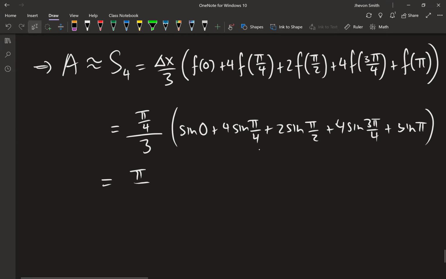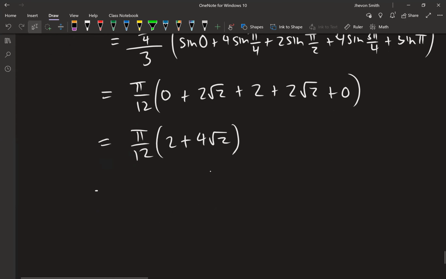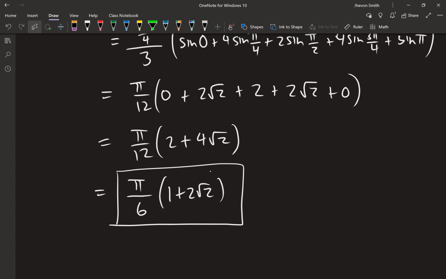So this would be pi over 12 times 0 plus 2 rad 2 plus 2 plus 2 rad 2 plus 0. So that is pi over 12 times 2 plus 4 rad 2. Or for this guy, it looks like pi over 6 times 1 plus 2 rad 2. That would be that. And so those are your approximations.